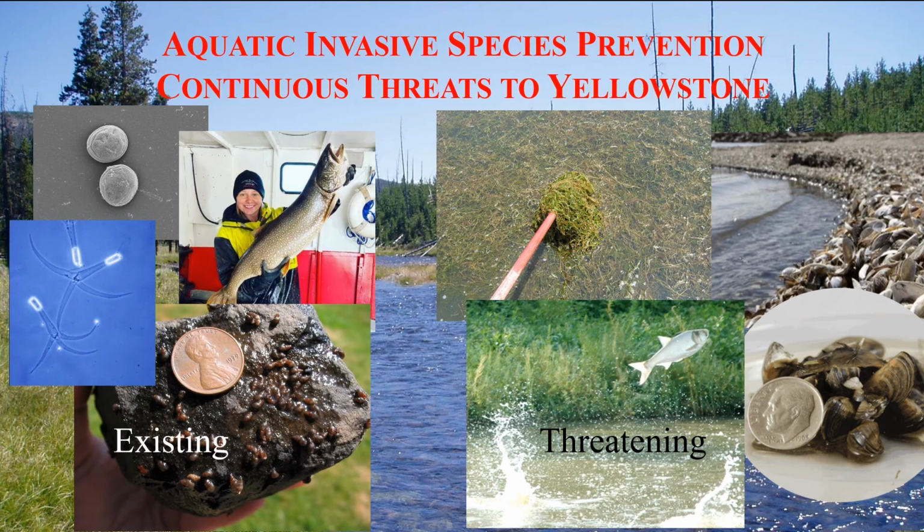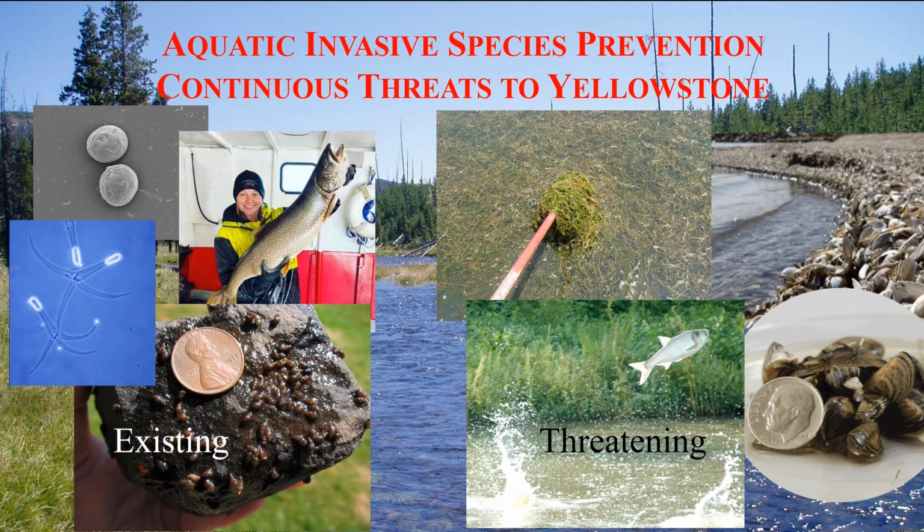Lastly, I'd like to talk about our aquatic invasive species prevention program in Yellowstone. Aquatic invasive species are a continuous threat to Yellowstone's waters, and they will be far into the future. We have existing species in the park, of course, lake trout that we just talked about today, whirling disease, New Zealand mud snails. We need to keep them from moving from one water body to another by keeping gear clean as you fish in one area and then move to another. You don't want to be moving these species with you.